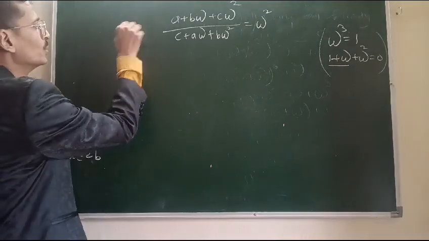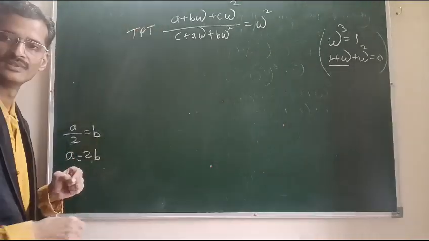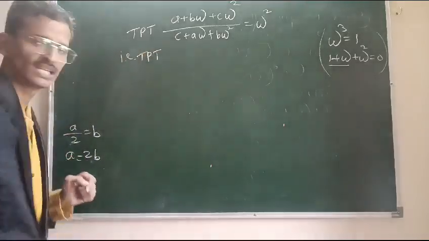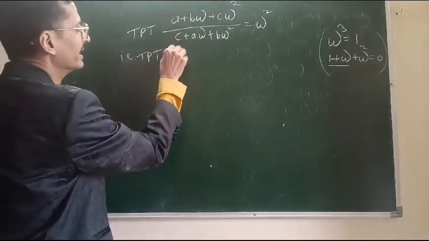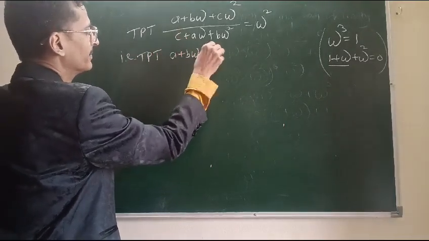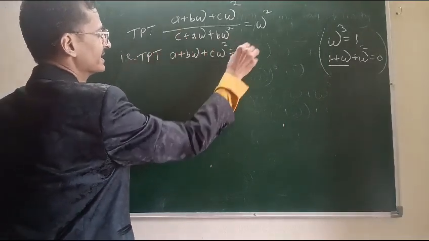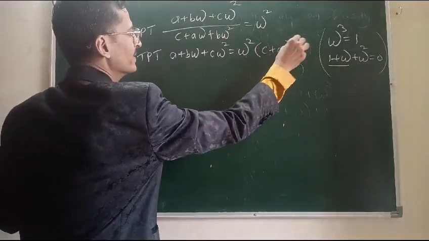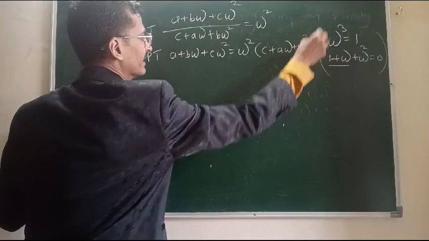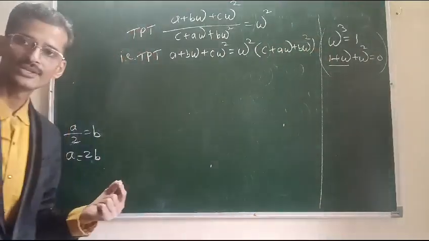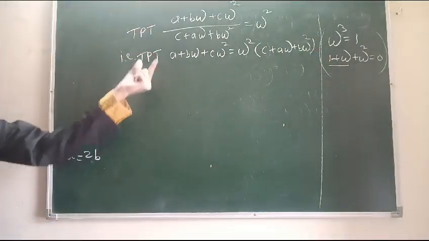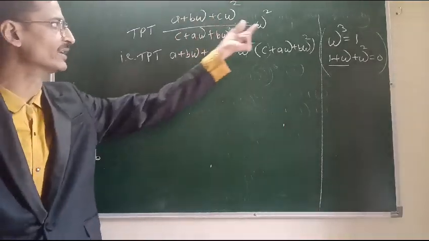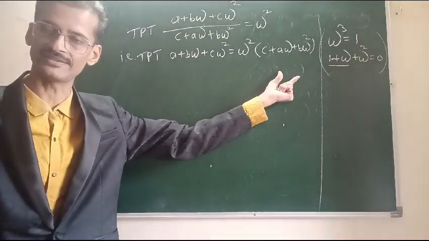So write here, that is, to prove that. That means exactly what we want to prove: A plus B omega plus C omega square is equal to omega square into C plus A omega plus B omega square. Okay, so use this technique here. We have to prove this. That means we have to prove that this part is equal to omega square into this part.